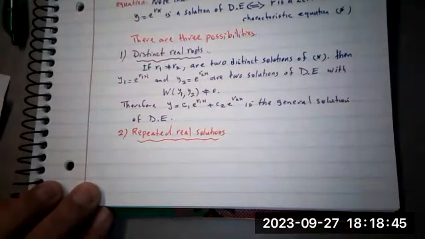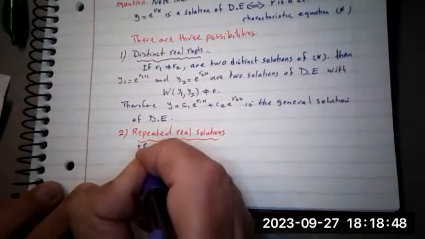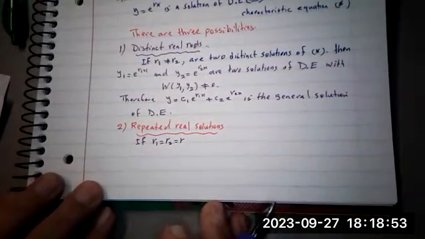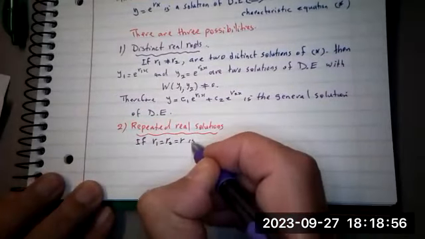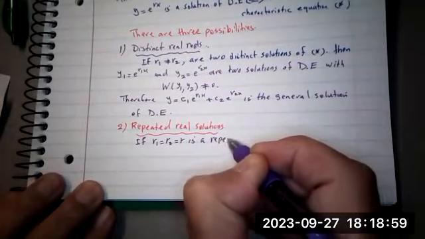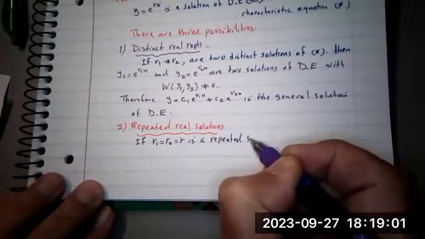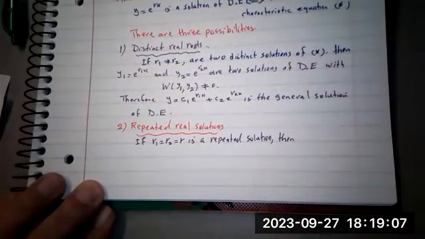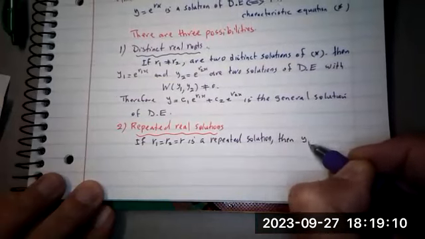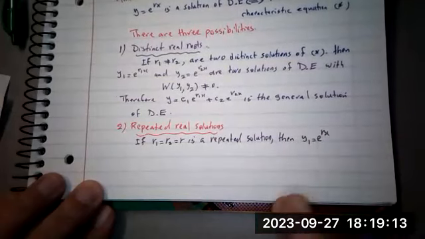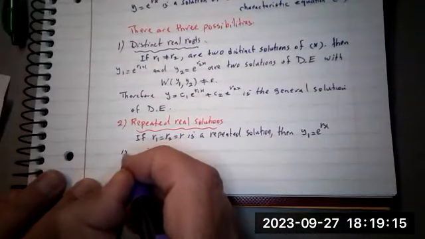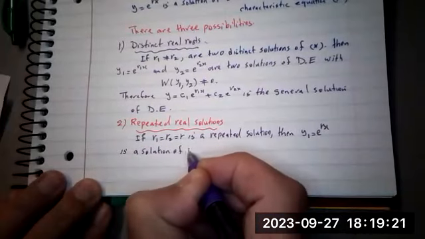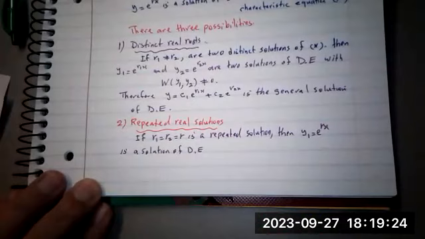So in this case, if we have solutions that are the same, if R1 is equal to R2, we call it R, a repeated solution. Then automatically you get one solution. Y1 equal to e to the Rx is going to be a particular solution of the differential equation. This is one of them.